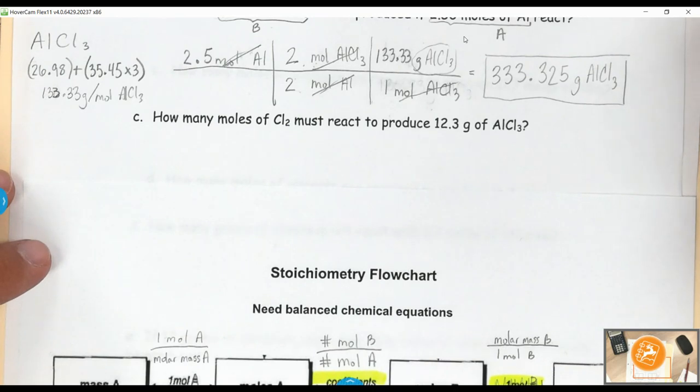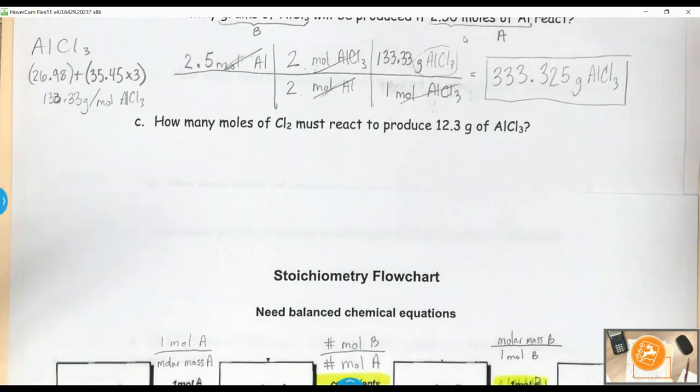So the reason why this problem is good is that once you find the molar mass for one of the elements or compounds, because this is asking multiple questions about the same equation, you already have the molar mass found for aluminum chloride already, so that's kind of super nice.